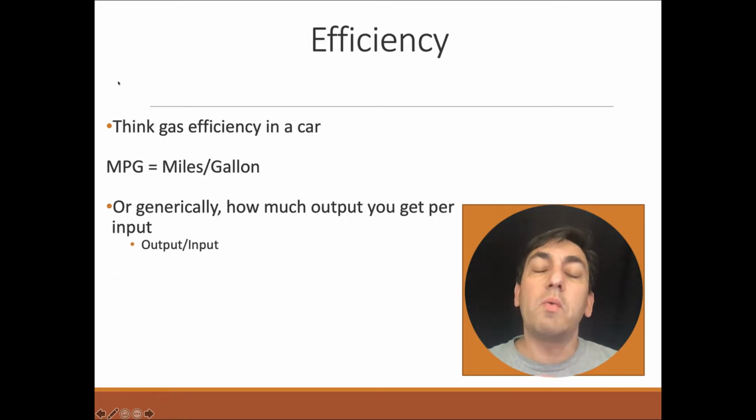So when we think about efficiency, the one that comes to mind for me first is gas efficiency in a car. And gas efficiency is just miles per gallon. But more generically, it's output per input.